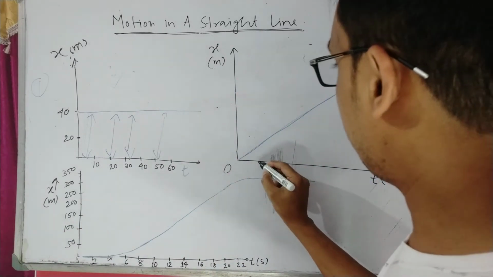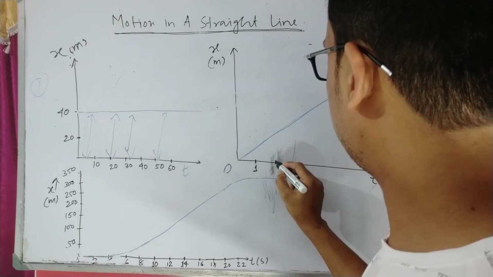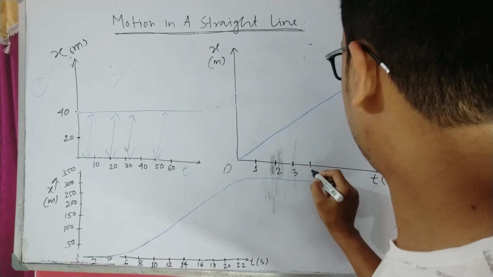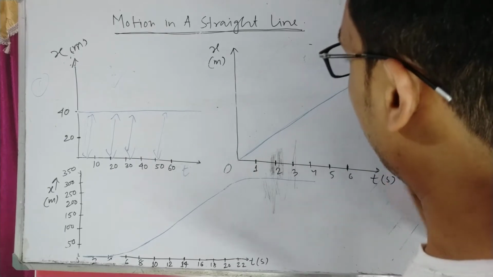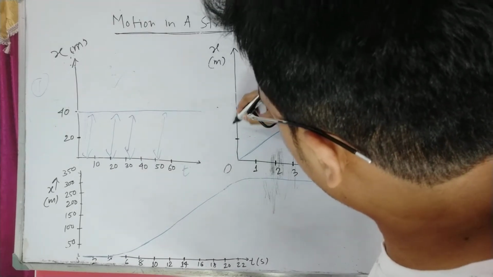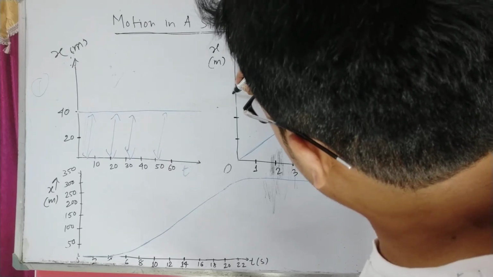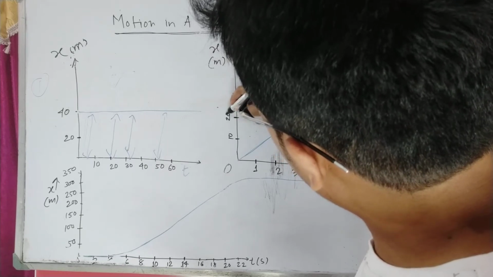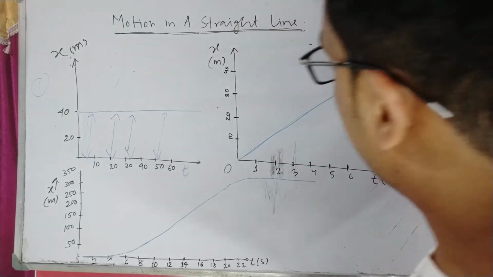So let us say this is 1 minute, this is 2 minute, this is 3 minute, this is 4 minute, this is 5, this is 6, and so on. And let us say this is 10 meter, this is 20 meter, and this is 30 meter. So 10, 20, 30, 40, and so on.